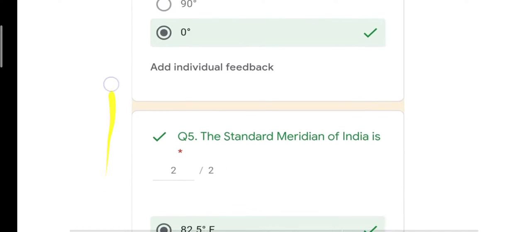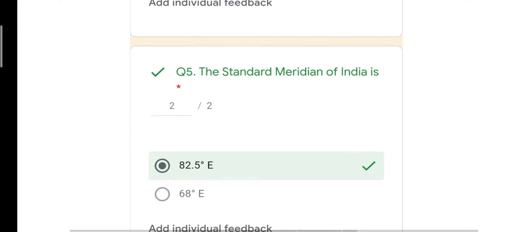Okay, so now we will move to question number 5. The standard meridian of India is, of course, 82.5 degree east or 82 1 by 2 degree east. Both are correct. And 68.68 degree east is a wrong answer. So here the answer is 82.5 degree east. Most of you have chosen this option only. So I was happy to see that.